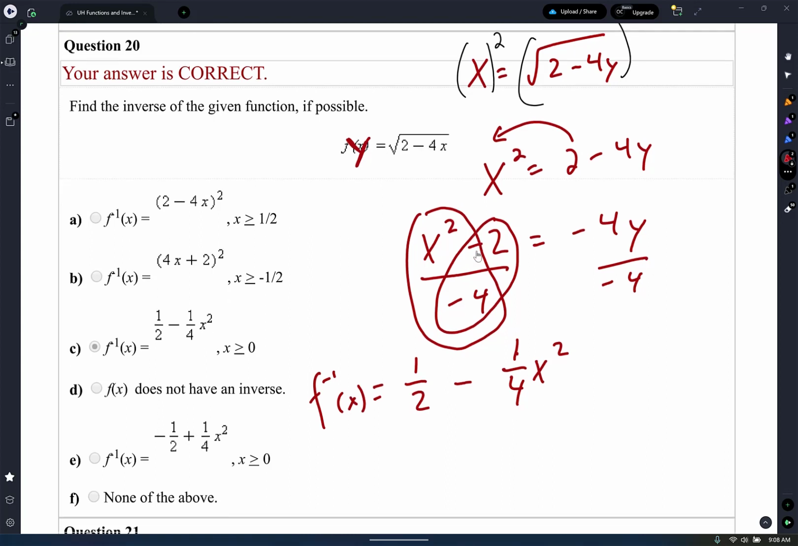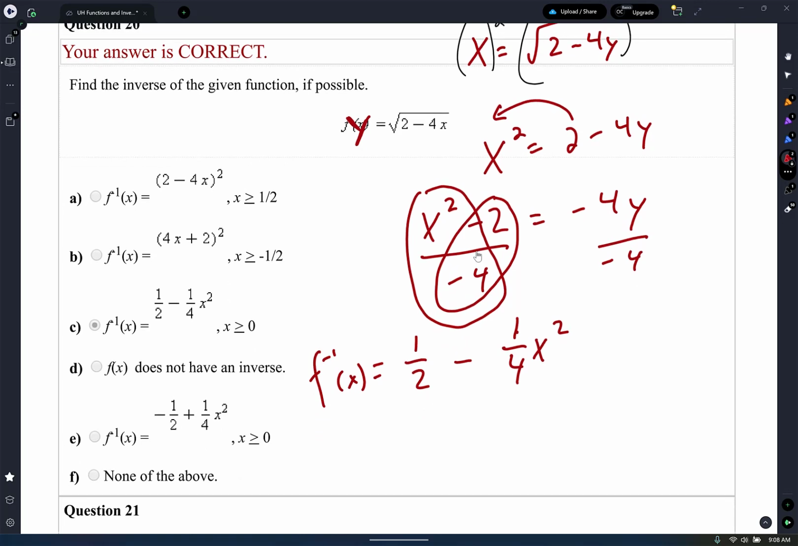But I want you to notice, none of them are the same. What if there would have been another one that had the same answer, but it has a different domain? Okay, real quick, write this down somewhere. The range of the original is the domain of the inverse.